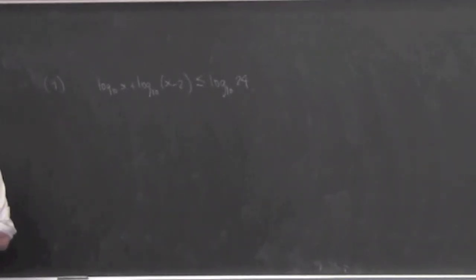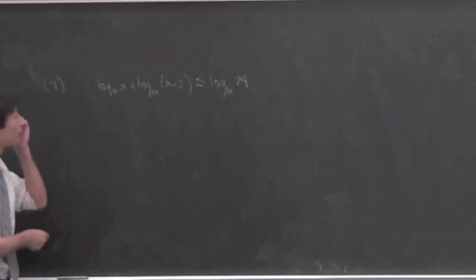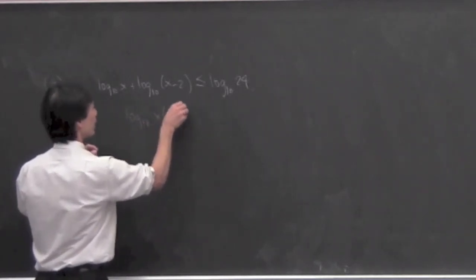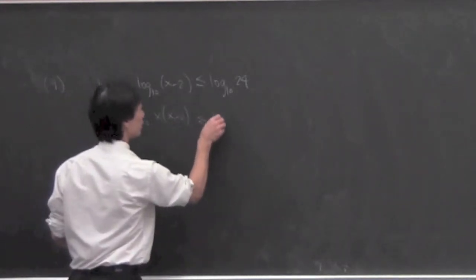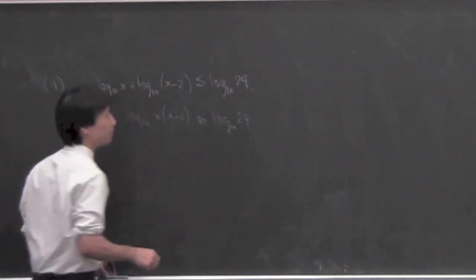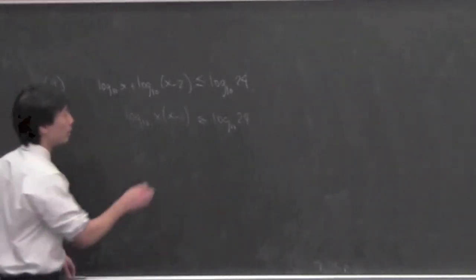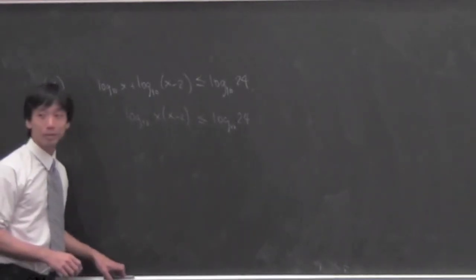Sure, you want to try it? You can combine the two. So it becomes log base 10 of x times x minus 2, because the sum of logs is the log of the product. So we get this. And then since they're the same, you can equate them. So it's x times x minus 2 is less than or equal to 24.